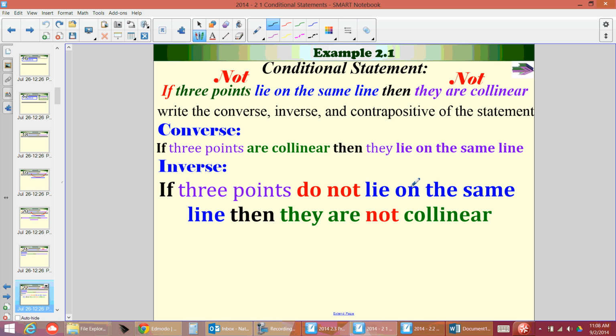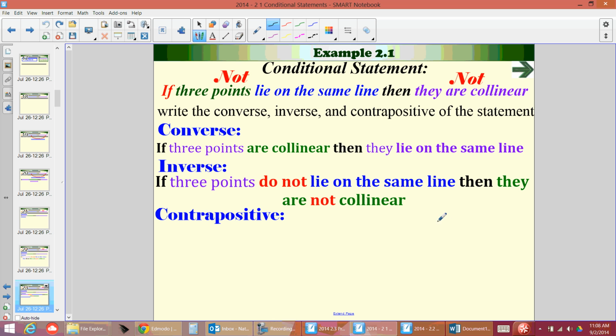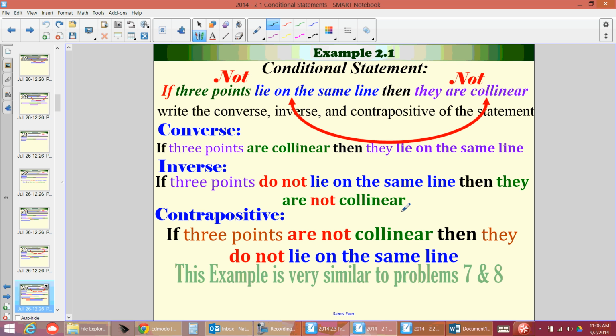If I say inverse, that means not. So I take both hands and I flop them down, up and down, and I say they are inversed. If 3 points do not lie on the same line, then they are not collinear. There's your inverse. Contrapositive is where we do both of these. We switch their places and we say not. So we say if 3 points are not collinear, then they do not lie on the same line. These are very similar to problems 7 and 8 in your homework. Turn there now and work on them if you'd like. Pause the video, come back, do whatever you want to do.